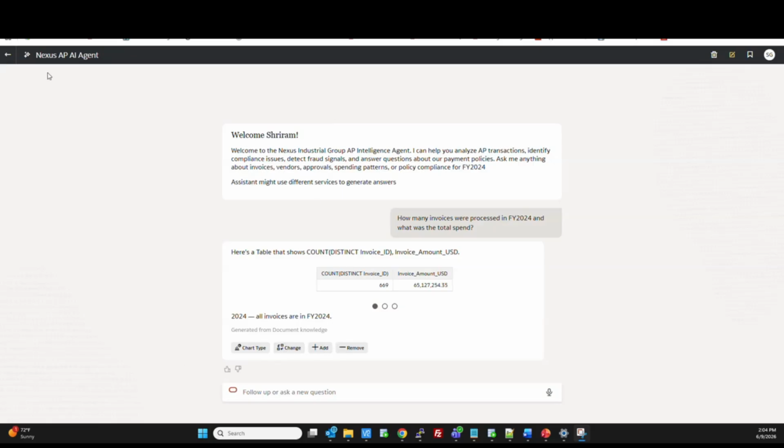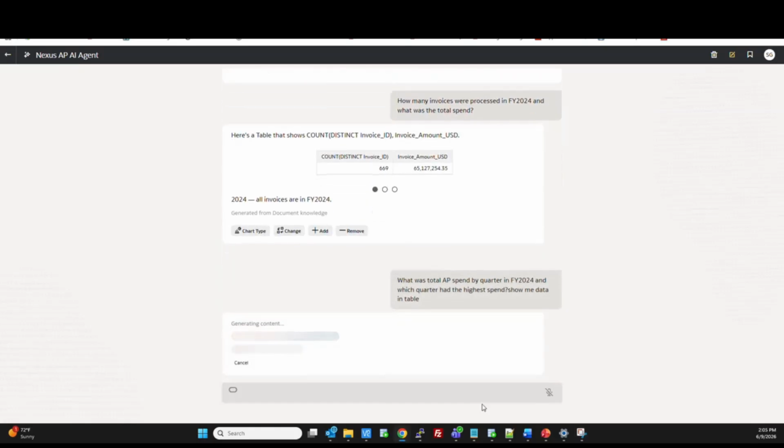My second question is, what was the total AP spend by quarter in the financial year 2024, and which quarter has the highest spend? Show me the data in a table. I don't want to see charts, so I just ask for the specific data format.